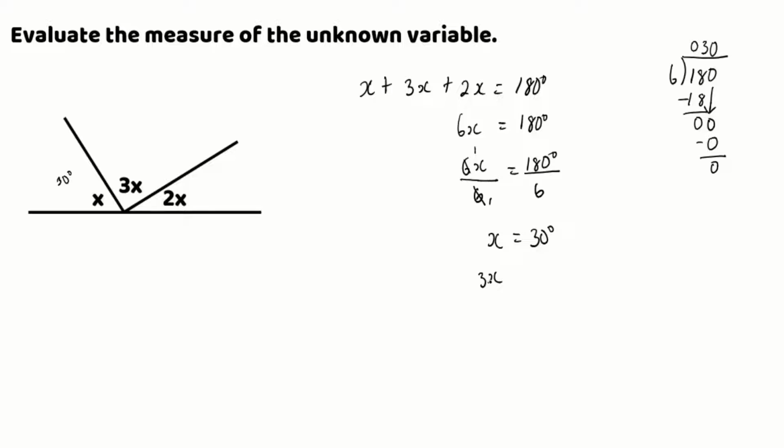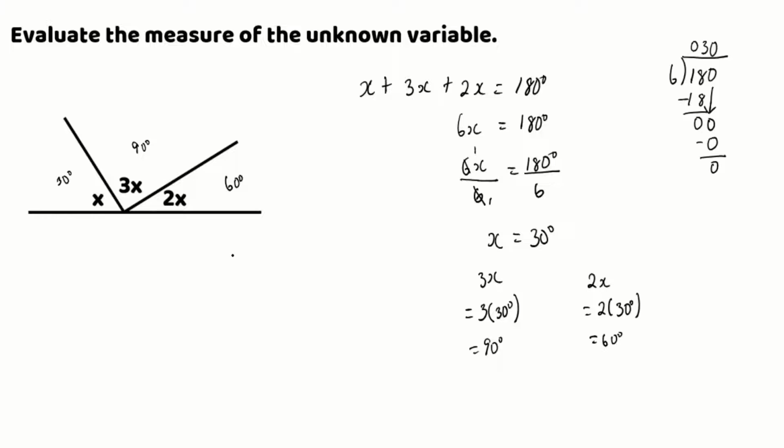And in calculating 3x, I know that x is equal to 30 degrees. So I'm now going to replace my x with my 30 degrees. 30 times 3 is equal to 90 degrees. So I found that my 3x is equal to 90 degrees. And now to calculate my 2x, I'm going to substitute my x with 30 degrees again, and 2 times 30 degrees is equal to 60 degrees.